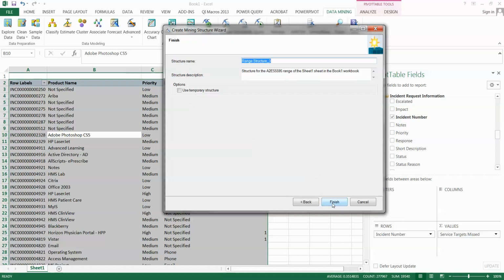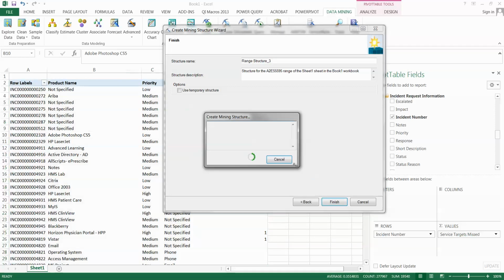I'm going to use a generic range structure name. It's not really important. So what's happening now is we are loading all of the incidents into the structure, and then we're going to use that structure as the basis for creating or laying on top of it our analysis, which will be the decision tree.